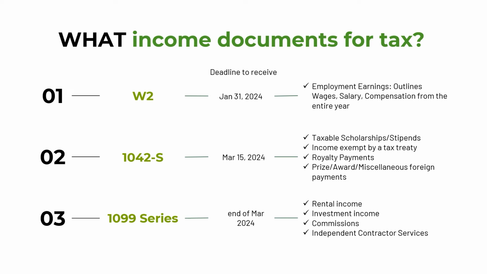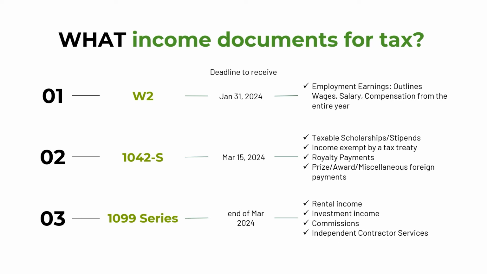The second document is the 1042-S. This document relates mostly to taxable scholarships, stipends, any tax treaties exempt for income, royalty payments, and prizes and awards. Remember, if you're awarded a scholarship that covers more than tuition or tuition-related expenses, you will receive the 1042-S form. But if your scholarship covers just your tuition, then you won't receive this document for that. The deadline to receive your 1042-S is March 15, 2024 for the 2023 tax year.